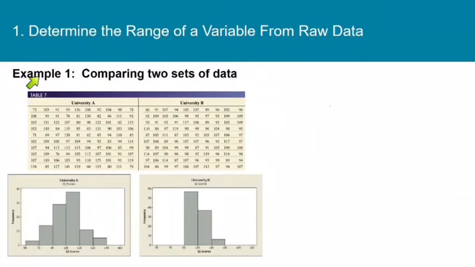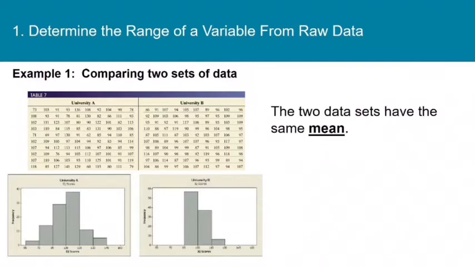Now let's jump right into example 1. Here we have a set of data for University A and a second set of data for University B. If we were to take the time to put both of these giant data sets into our calculators, we would find out that both data sets have the same mean. However, you can tell by looking at the histograms that the data for University A has a larger spread than the data for University B. And that's what we want to talk about in this section. We're talking about measures of dispersion or measures of spread.